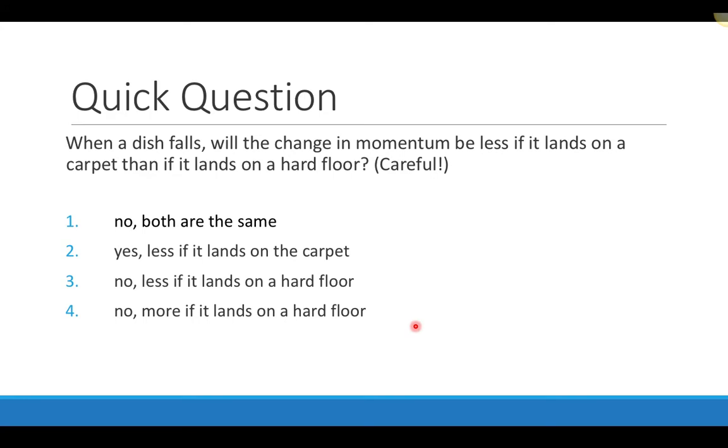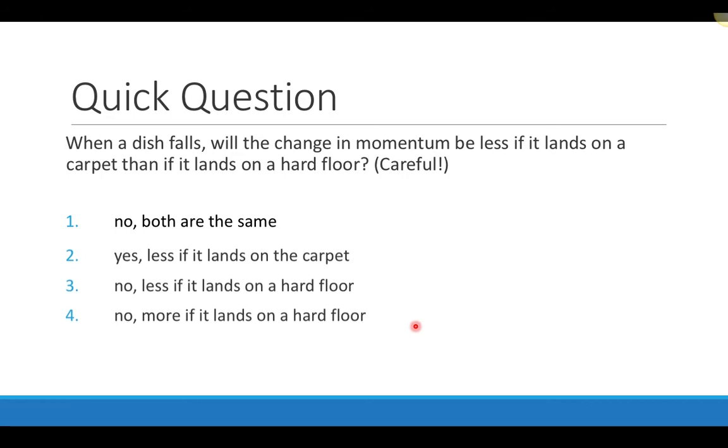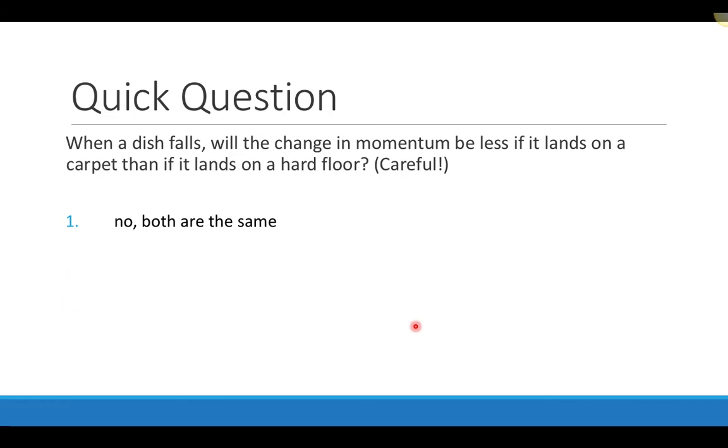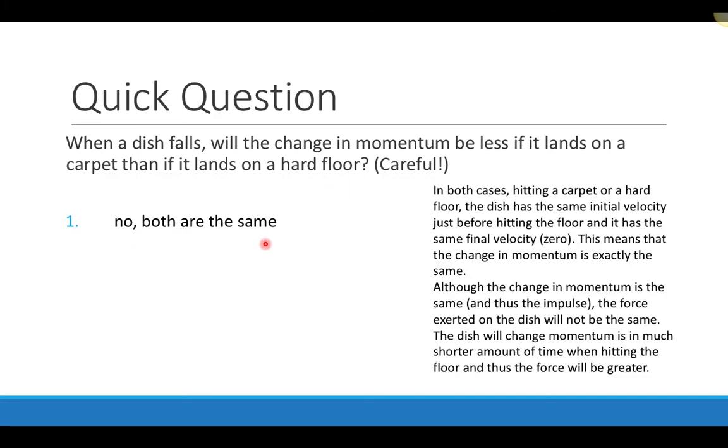And I think most people would get this one wrong because you're thinking about the end result. So the dish, if it hits the hard floor, might break, but if it hits the carpet, it may not. So we have to be careful. This is asking, will the change in momentum be less if it hits a carpet compared to the hard floor? And the answer is no. The change in momentum will be the same.